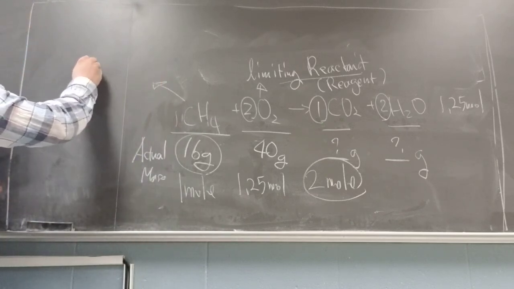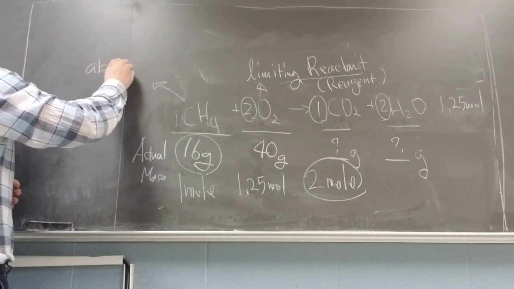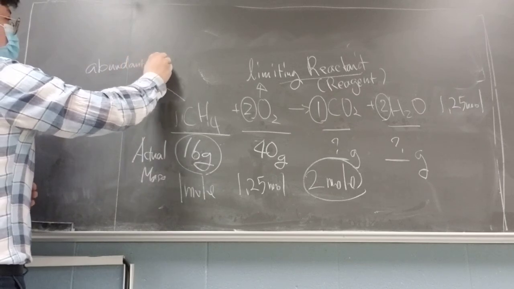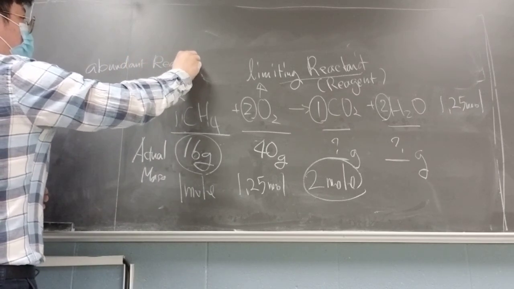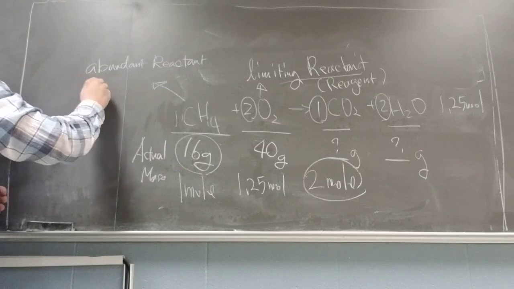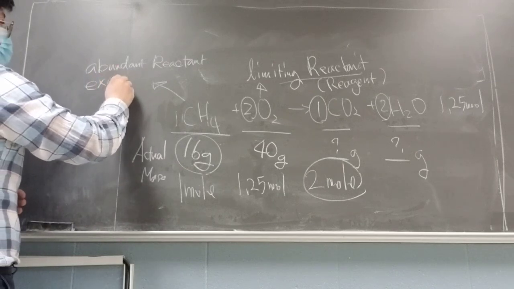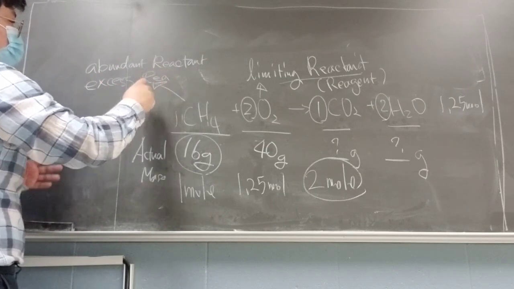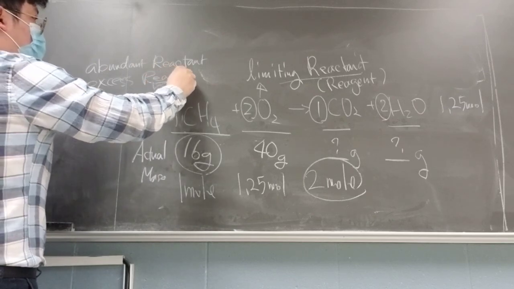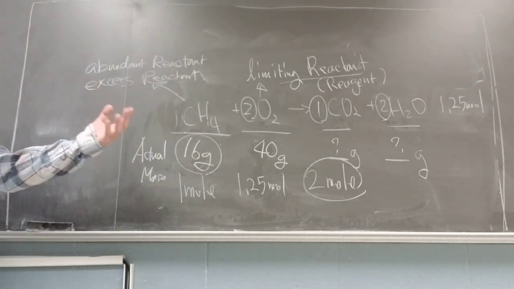So if you have the limiting reactant over here, the other one is what we call, there are 2 ways to say it. You can say abundant reactants, or you can say excess reactants, meaning there's too much. There's too much, relatively speaking.